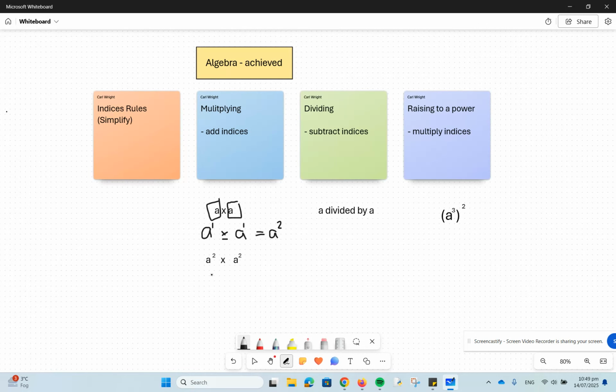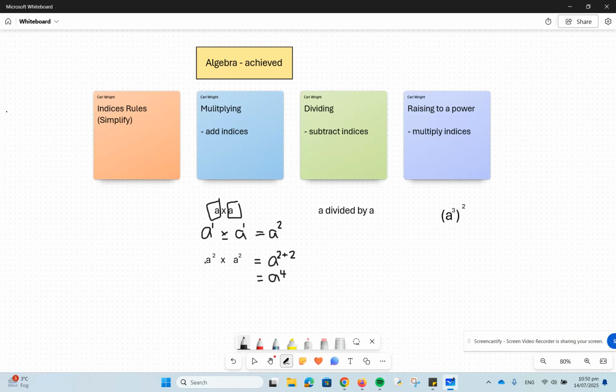Here's my multiplying. Two letters, I add the indices. Great. Okay, so let's try it with this one where they've got different indices. So I've got an A squared and an A squared. What's the rule? Add the indices. That means I apply the rule, and it means it's A to the power of 2 plus 2. Adding the indices, I'm going to end up with A to the power of 4.